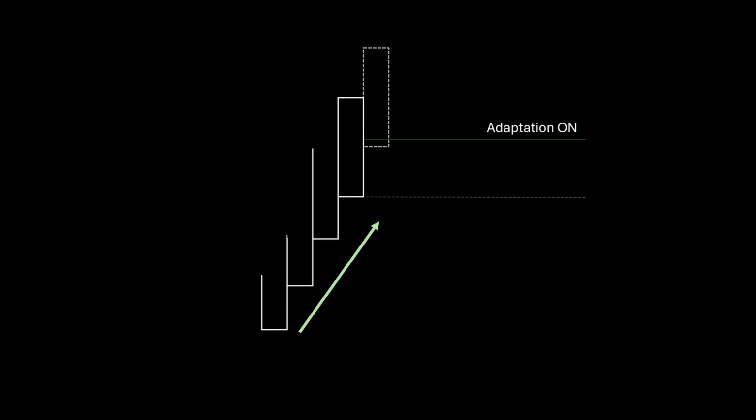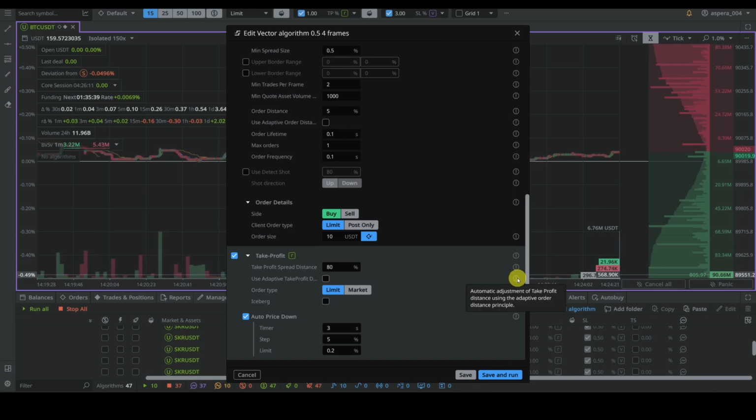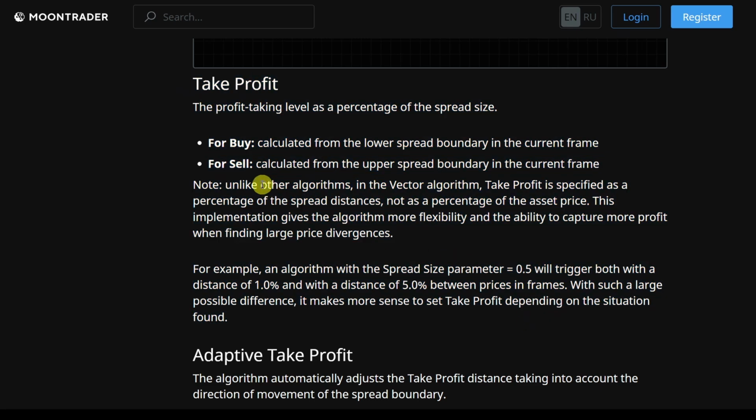Now, with the adaptive take profit, there are even more surprises. Well, first of all, forget the adaptive option for now. The take profit in vector, as I've discovered, works significantly differently from all other algos, even depth shots. The take profit price is determined at exactly the same time as the order price, and their starting reference point is exactly the same, which is the boundary of the last frame.